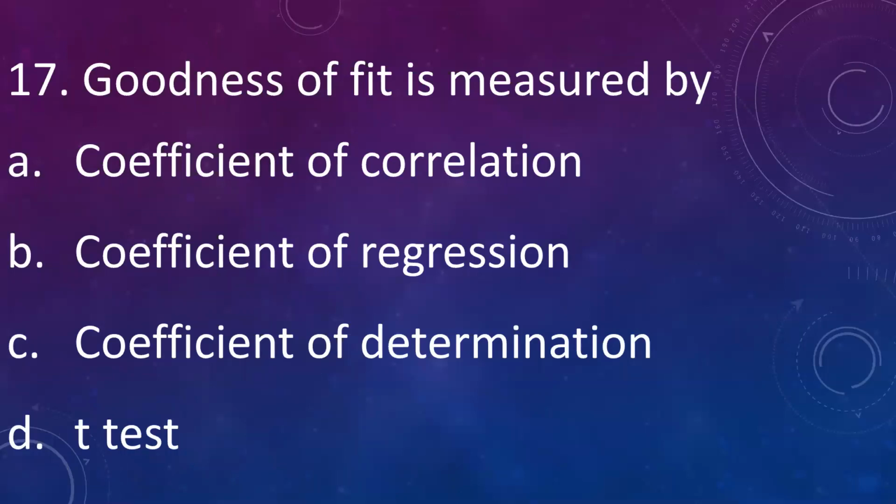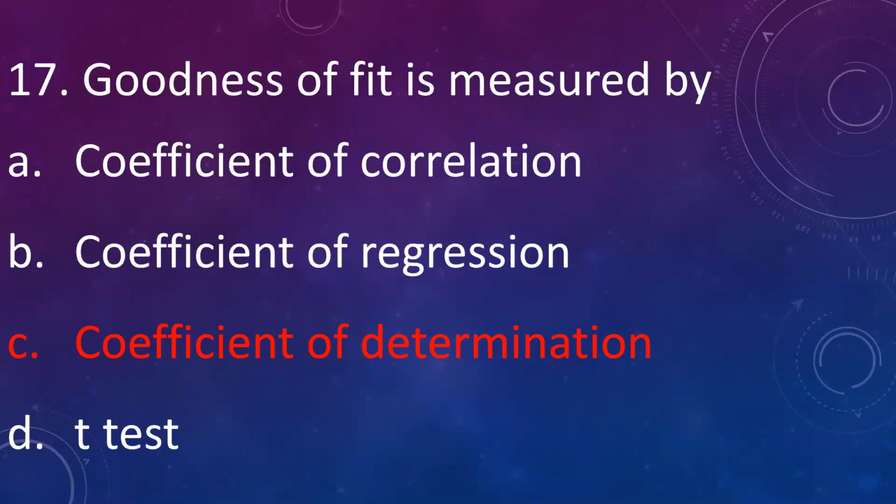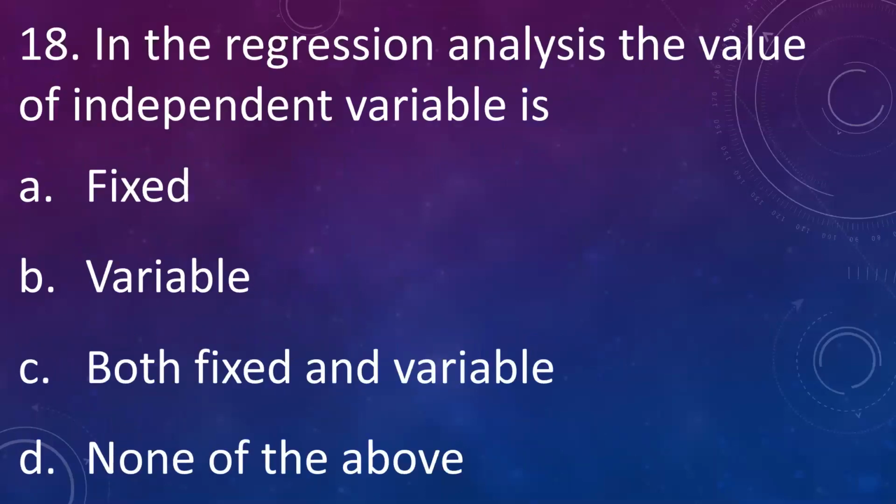Goodness of fit is measured by A. Coefficient of correlation, B. Coefficient of regression, C. Coefficient of determination, D. t-test. Answer is C, coefficient of determination, that is R square is used to measure the goodness of fit. In regression analysis, the value of the independent variable is A. Fixed, B. Variable, C. Both fixed and variable, D. None of the above. Answer is B, variable. The values of the independent variable are changed to know its effect on the dependent variable, that is Y.